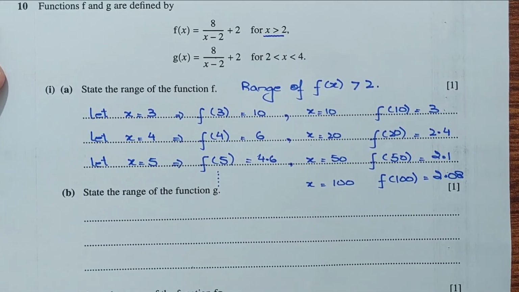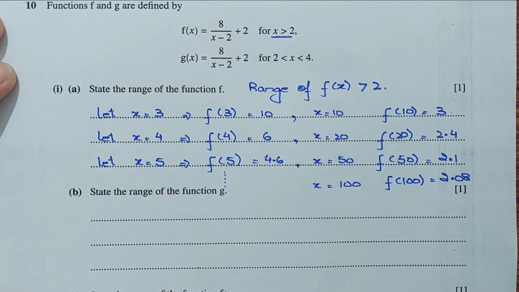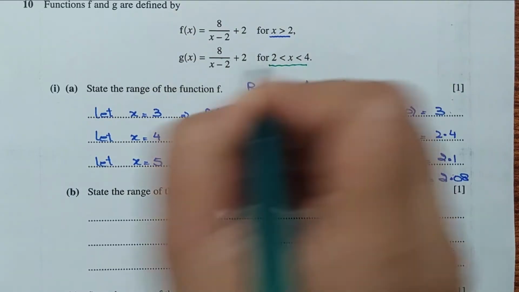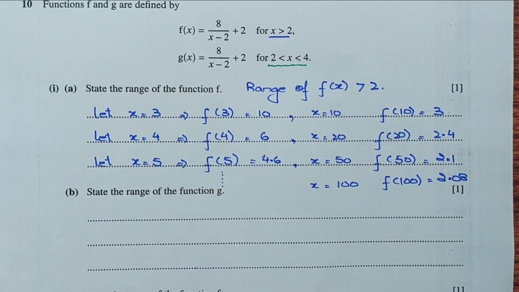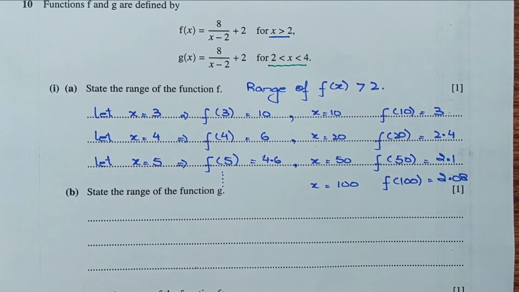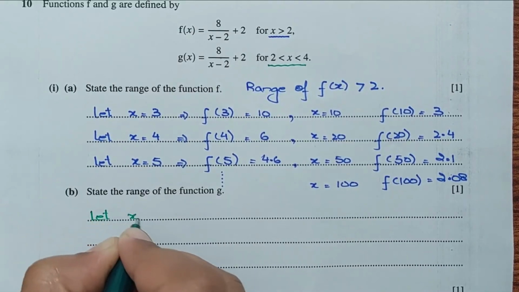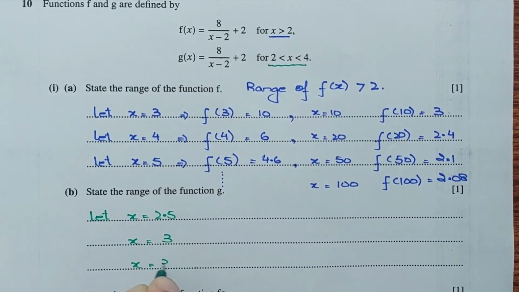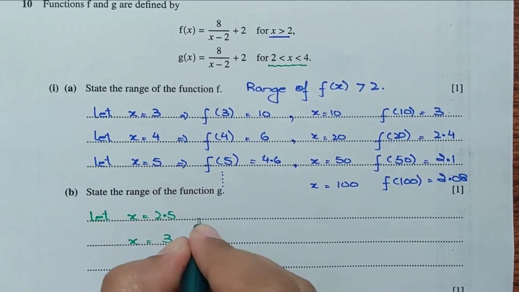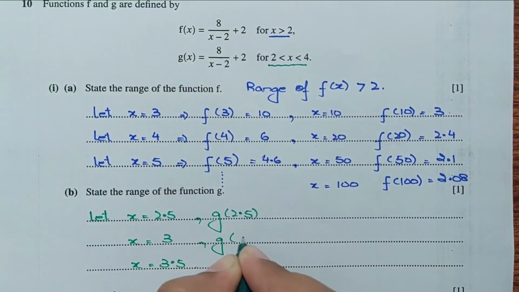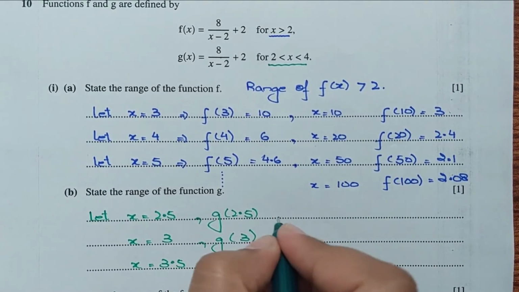Now moving to part B, state the range of the function g. All right, so for the function g, this is the function. As you can see, the domain is between 2 and 4. So between 2 and 4 we have a number 3, and let me check at 2.5, 3 and 3.5. Let x be 2.5, 3, and 3.5. We can easily guess what the range is. So g of 2.5, g of 3 and g of 3.5, we have the same function.